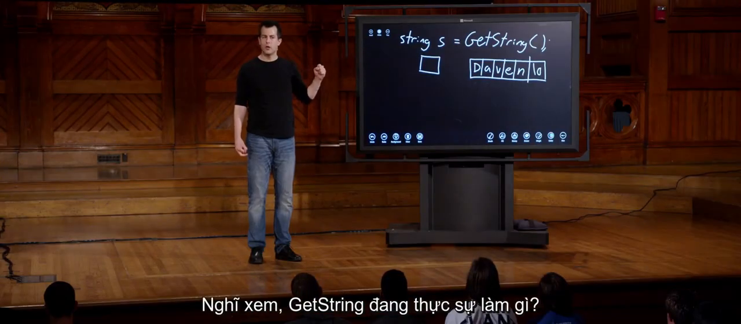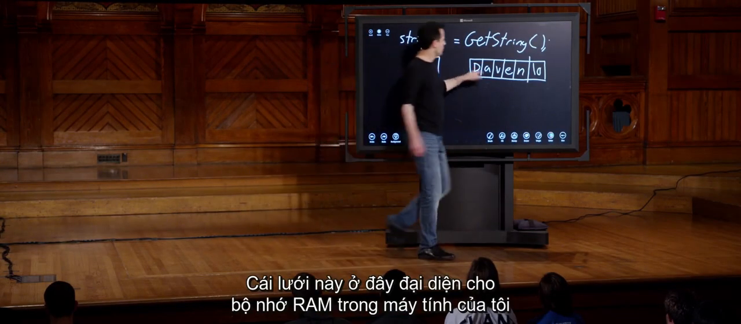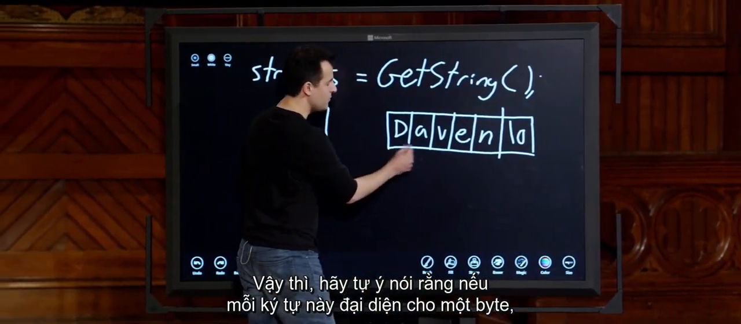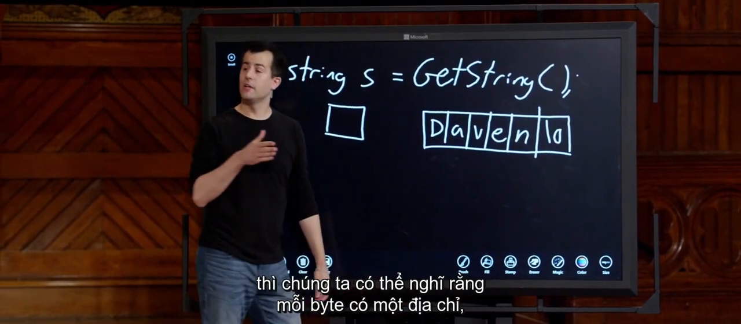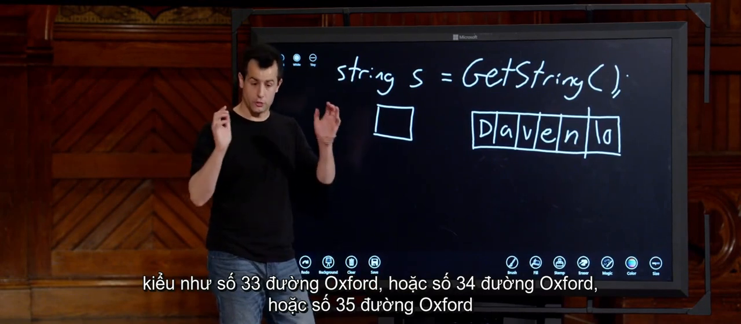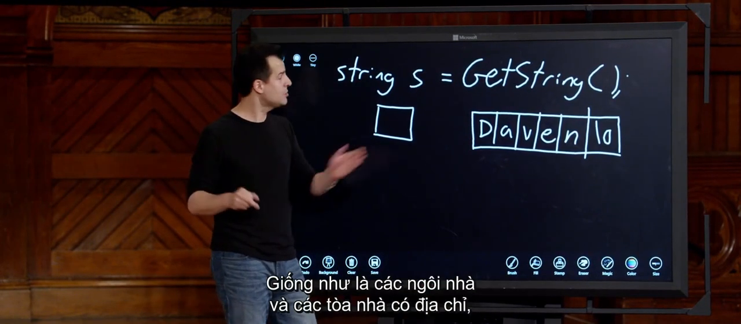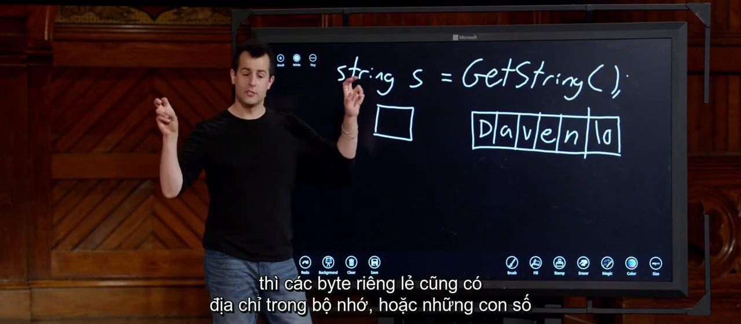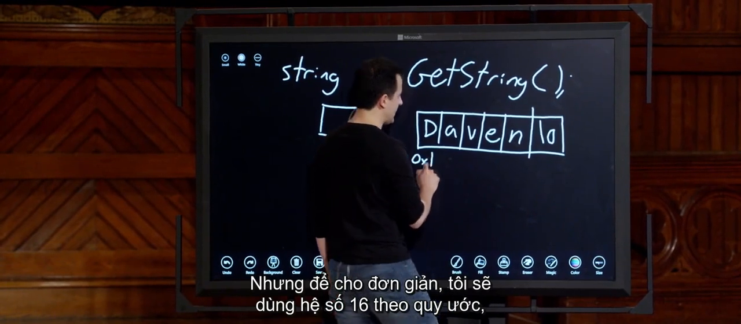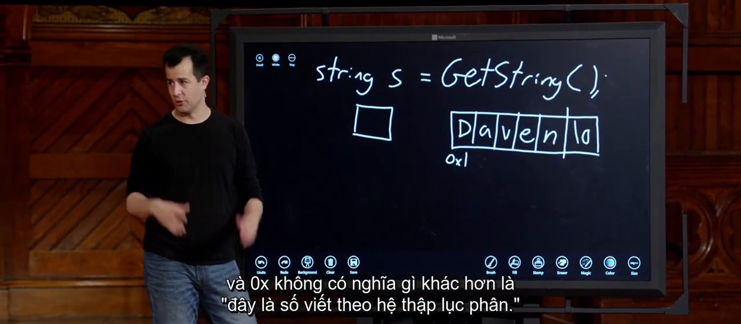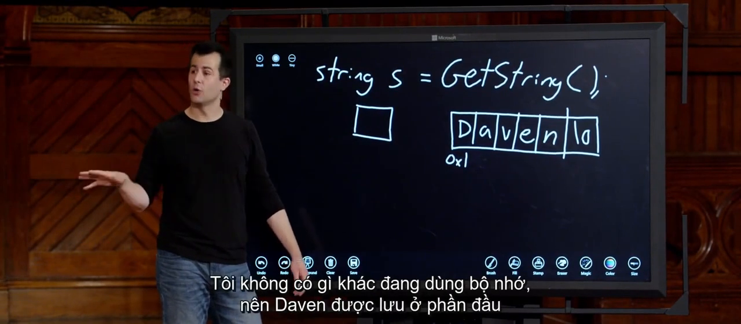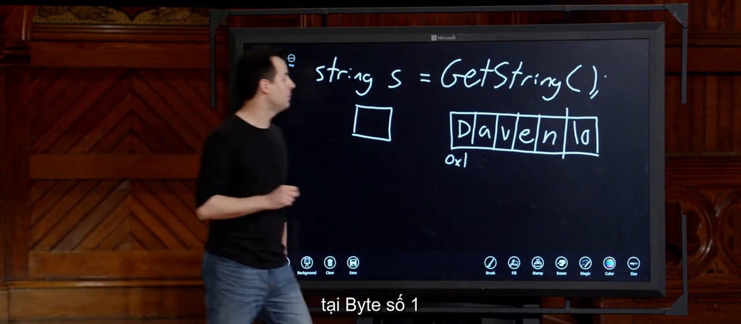Well, what is getString actually doing? This grid here represents my computer's memory, or RAM, so let's arbitrarily say that if each of these represents a byte, then we can think of each byte as having an address, like 33 Oxford Street, or 34 Oxford Street, or 35 Oxford Street. So just like homes have addresses and buildings have addresses, so do individual bytes of memory have addresses, or numbers that uniquely identify them. To keep it simple, I'm going to use hexadecimal, just by convention, but the 0x means nothing other than this is hexadecimal, and I'm going to claim that the D ends up at byte 1 in memory.